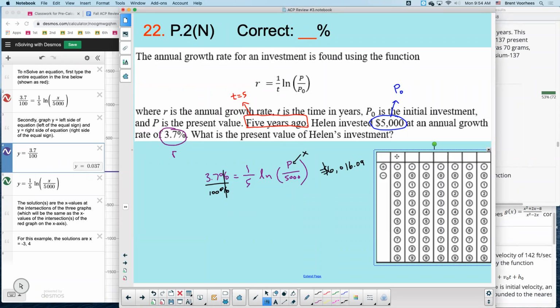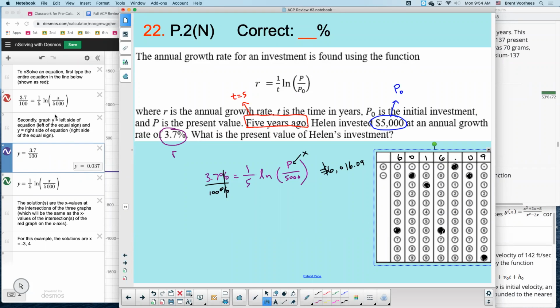Since it was money, I rounded to 2 decimal places. 6016.09. That's our answer. There we go. And that would count.